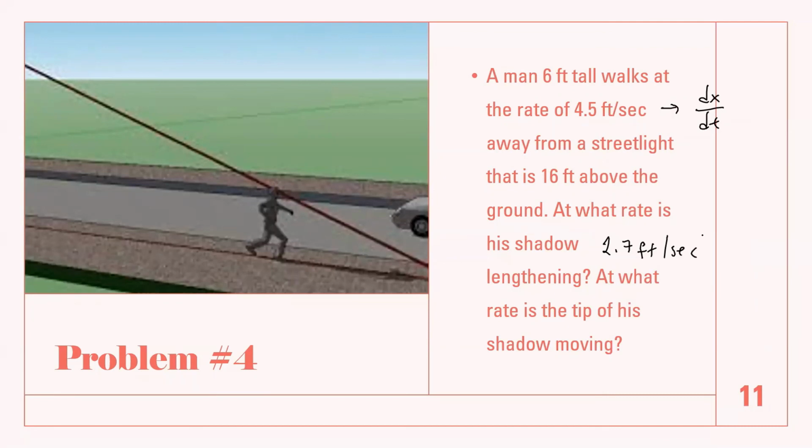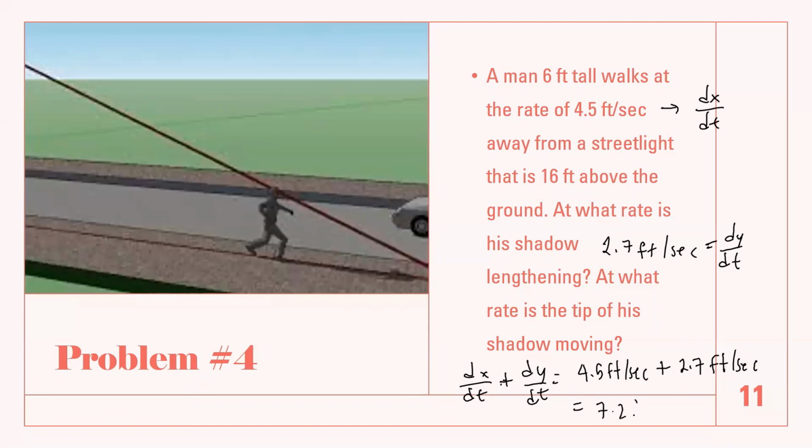Okay, so at what rate is the tip of this shadow moving? So, bale, ang gagawin natin is we're going to add dx over dt with dy over dt. So, yung dx over dt natin is 4.5 feet per second plus yung dy over dt natin is 2.7 feet per second. So, adding both, it will become 7.2 feet per second. So, ibig sabihin po nun, ito yung rate kung saan nag-move yung tip ng kanyang shadow. Yan, 7.2 na yan.